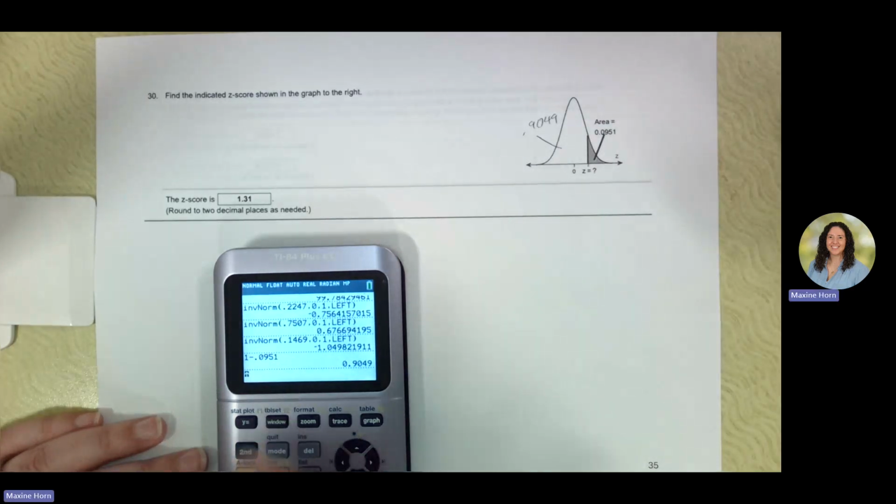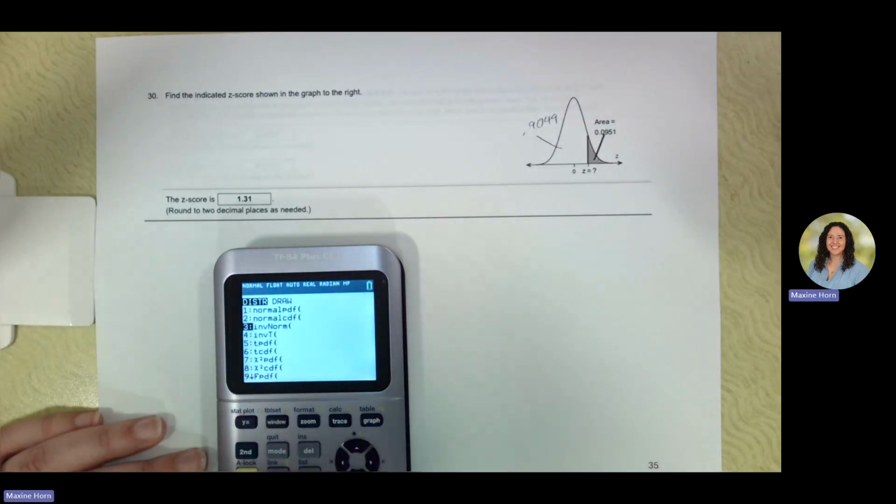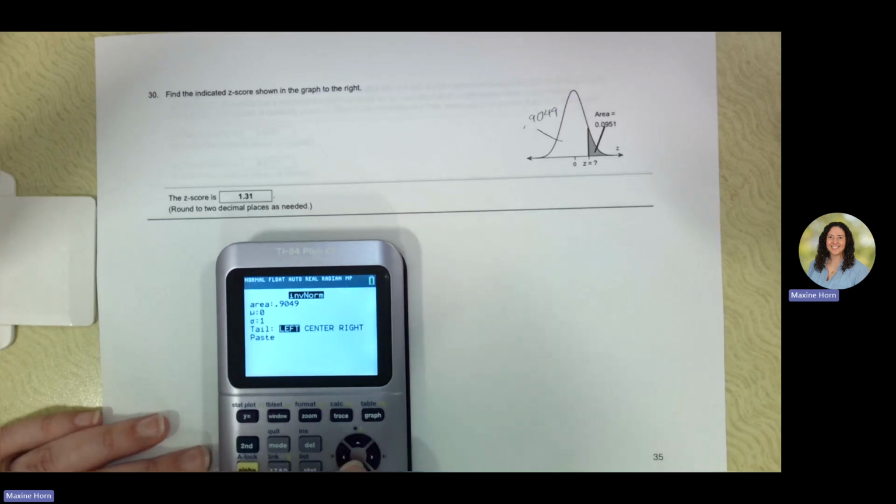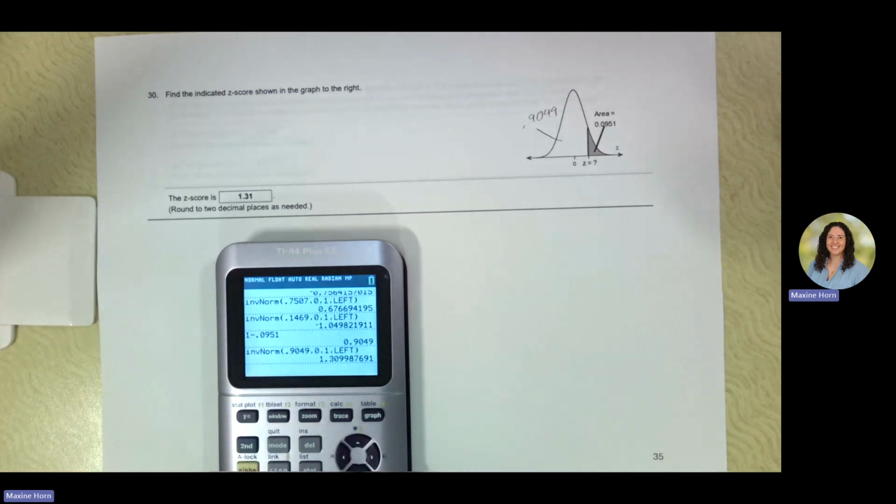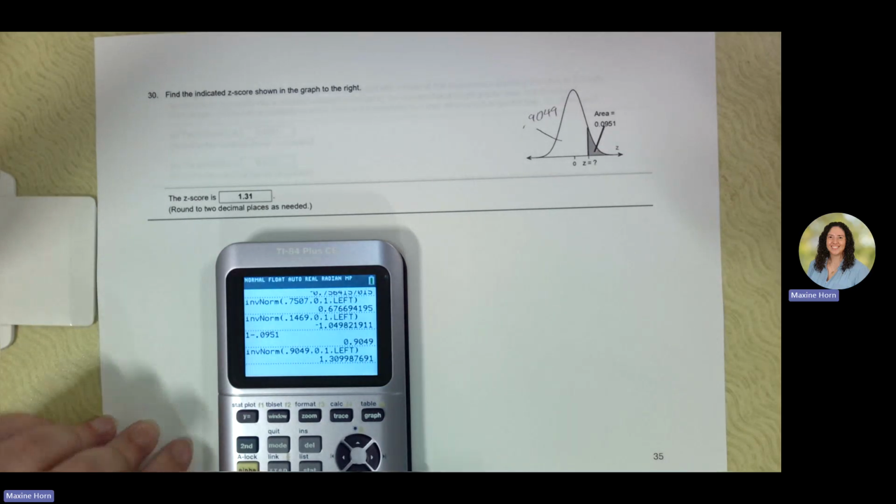Or we do inverse norm. The area is 0.9049 because we always have to give it the area to the left. We're looking for a z-score. We leave our mean as 0 and our standard deviation as 1. And that's how we're getting 1.31 rounded to 2 decimals.